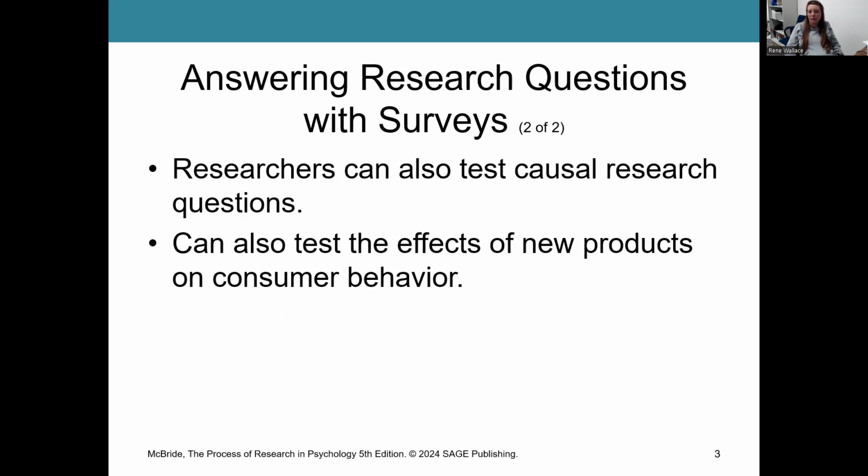We can also test causal research questions, right? So we can do surveys and we can find out, hey, there's a relationship between these two variables. We obviously can't say causation because it's not a true experiment. We can't say one thing's causing another, but we can test if there's a relationship. And we can see like, hey, did this new product that came out affect consumer behavior, right? We had tons of surveys that went out during COVID, right after COVID, about working from home, doing classes from home, asynchronous courses, college students at home, the professors teaching in their offices. I mean, all these new things that hadn't been done before, we were able to look into those via surveys.